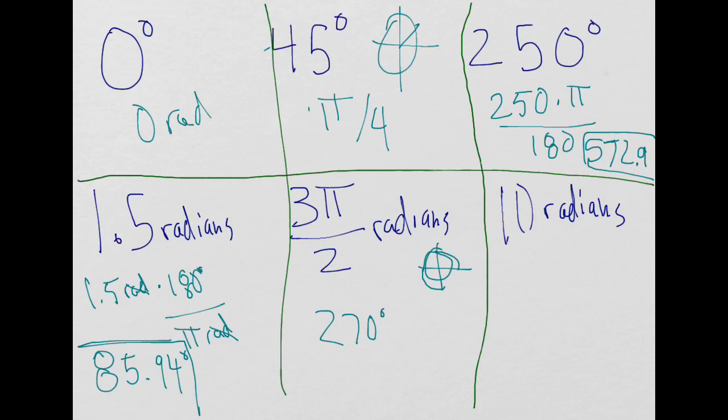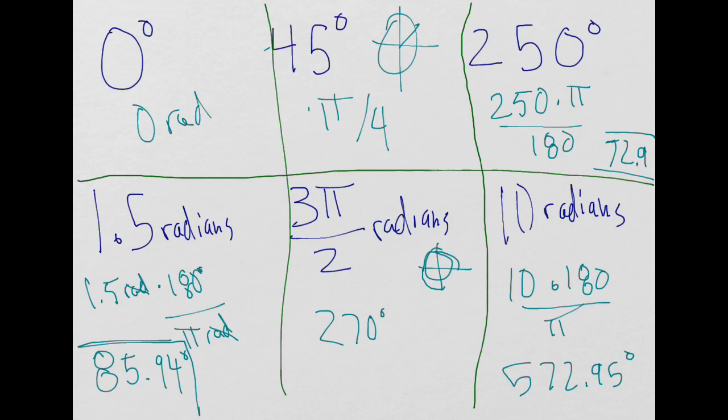This last one, 10 radians. So all we've got to do is 10 times 180 divided by pi. Just like the first time, you take your radians, multiply by 180, divided by pi, plug that into your calculator, and you should get... Oh, and I'm just realizing that I lied to you before. You should get 572.95 for this one. My bad. So you should get 572.95 degrees there.